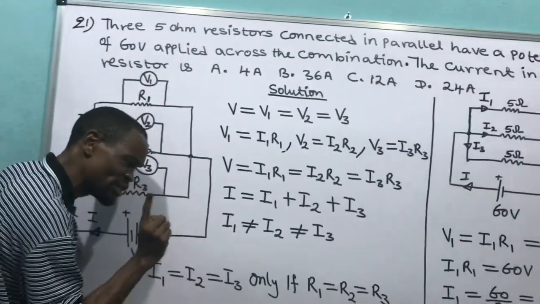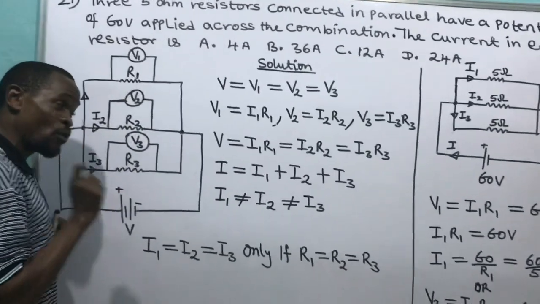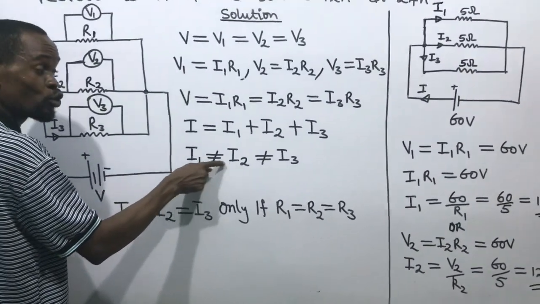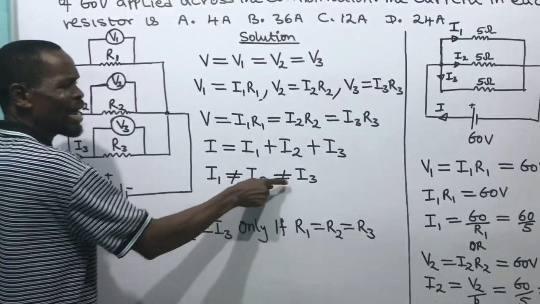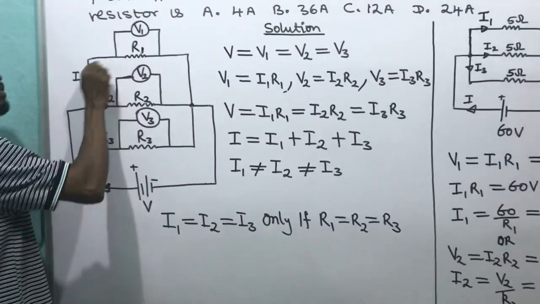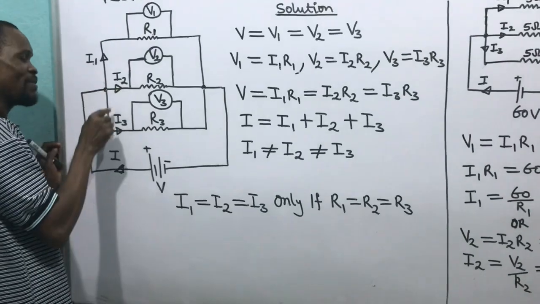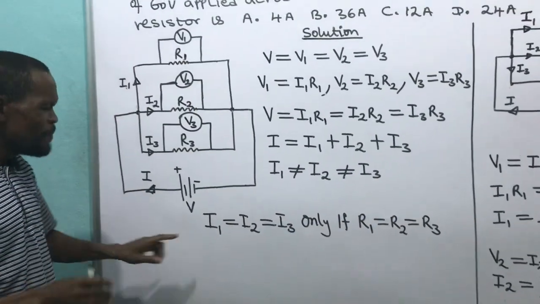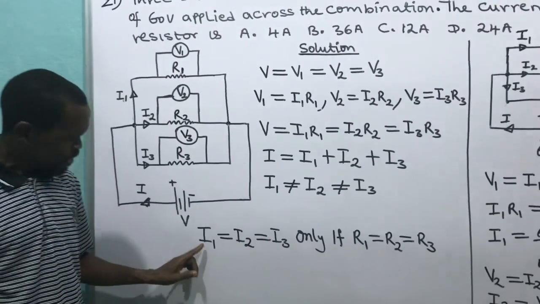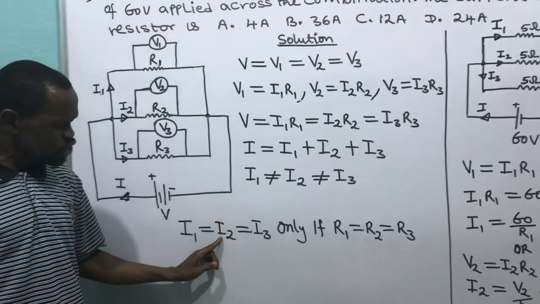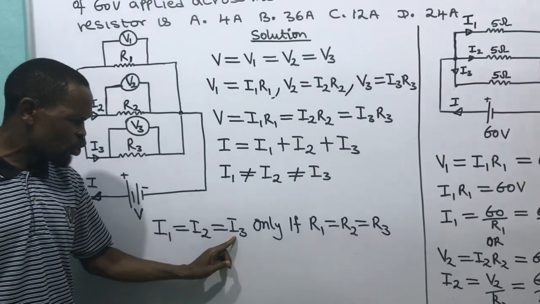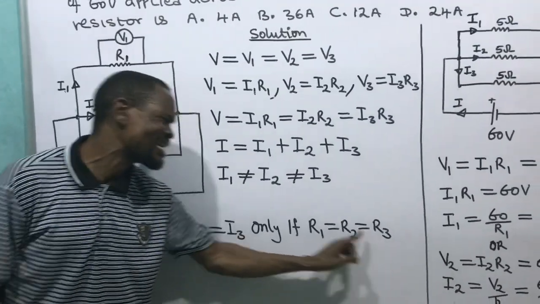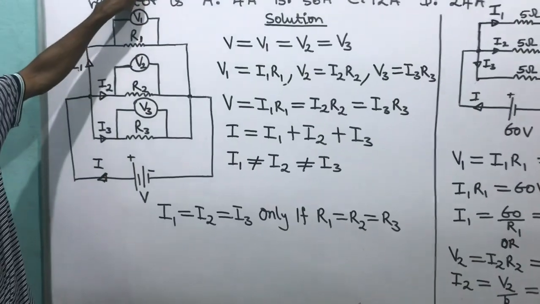Now we come back to current 1. Pay attention seriously here, because that's where JAMB and WAEC will confuse you. Current 1 is not equal to current 2, and current 2 is not equal to current 3. They are not equal. They will only be equal, pay attention, current 1 will be equal to current 2 and current 2 will be equal to current 3 only if R1, R2, R3 are the same. That's the condition they give us here.